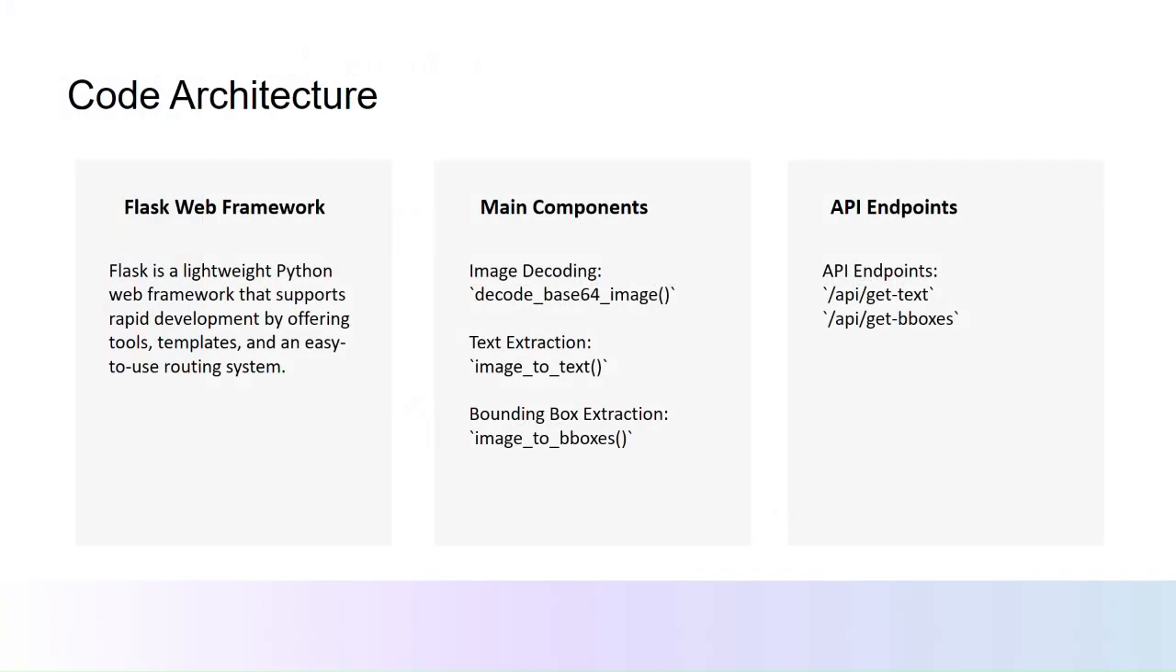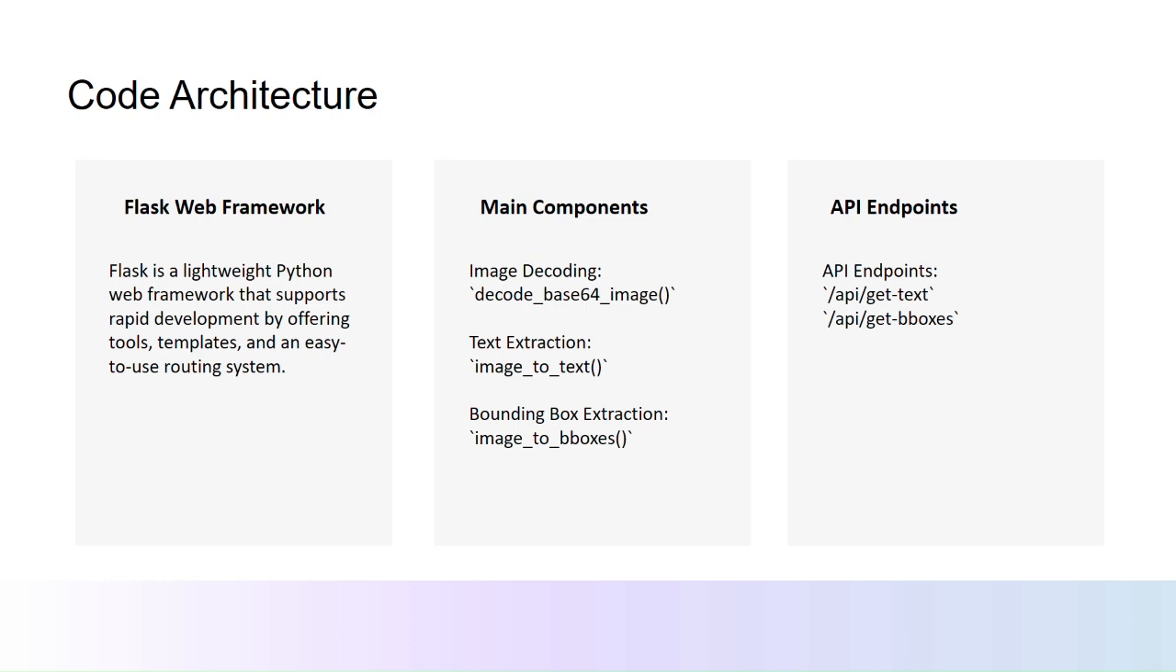Moving on to the code architecture, the project uses Flask, a lightweight Python web framework, to manage requests and responses. The main components are image decoding, text extraction, and bounding box extraction. The image decoding is done by the decode base64 image function, which decodes the image string into an image format that Tesseract can process.